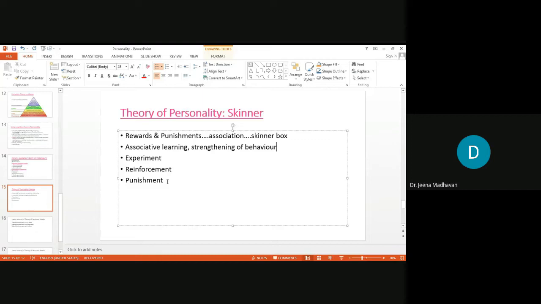Positive punishment is decreasing the rate of any undesired behavior from an individual. So if some undesirable behavior is there, we are trying to remove that behavior or trying to decrease that particular behavior. For example, slapping a child when the child throws a tantrum.